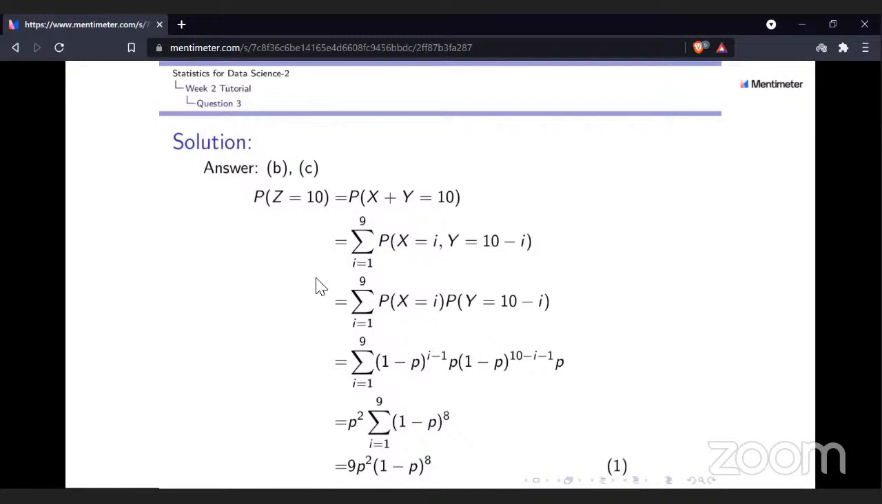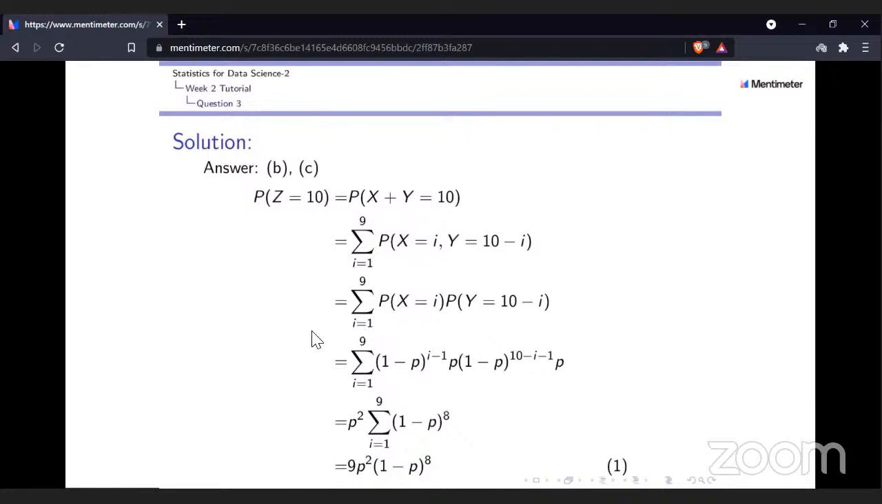So if I write i equals 1 to 10, what will happen? The value of y will become 0. If we put i equals 10, then y equals 0. But the range of values that x and y take starts from 1, so 10 is not possible. So we have to restrict i from 1 to 9. It cannot go beyond that.